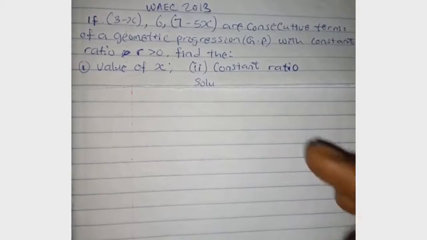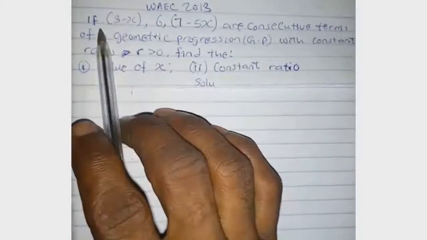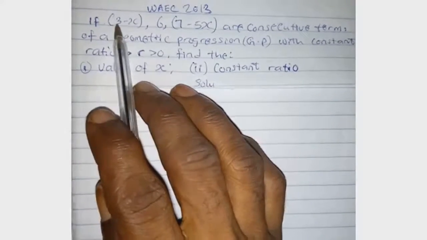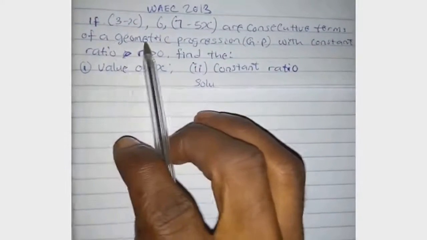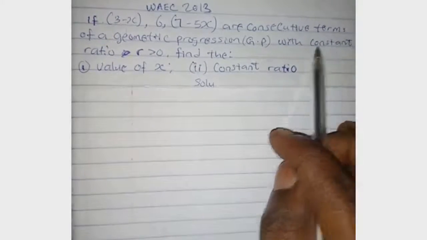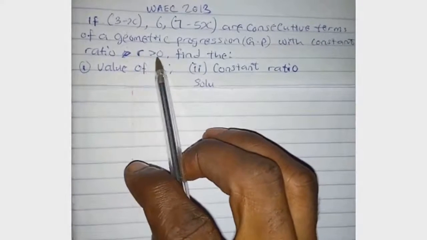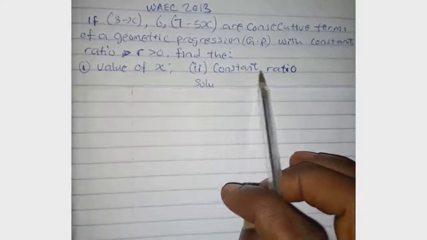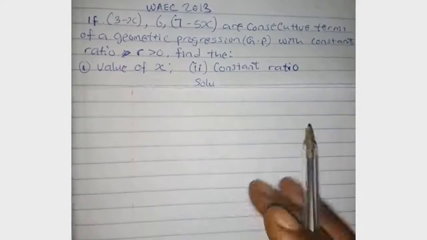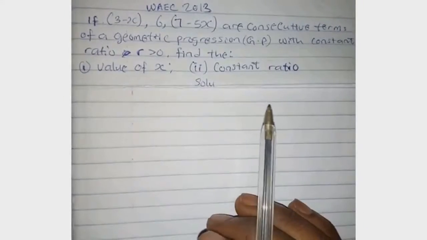Without wasting our time, let's go into today's business. The question states that if 3 minus s, 6, 7 minus 5s are consecutive terms of a geometric progression, GP, with constant ratio r greater than 0, find the value of s and the constant ratio. What we do here is very simple. I believe you watched our previous video concerning this GP. This question is under the nth term of GP.